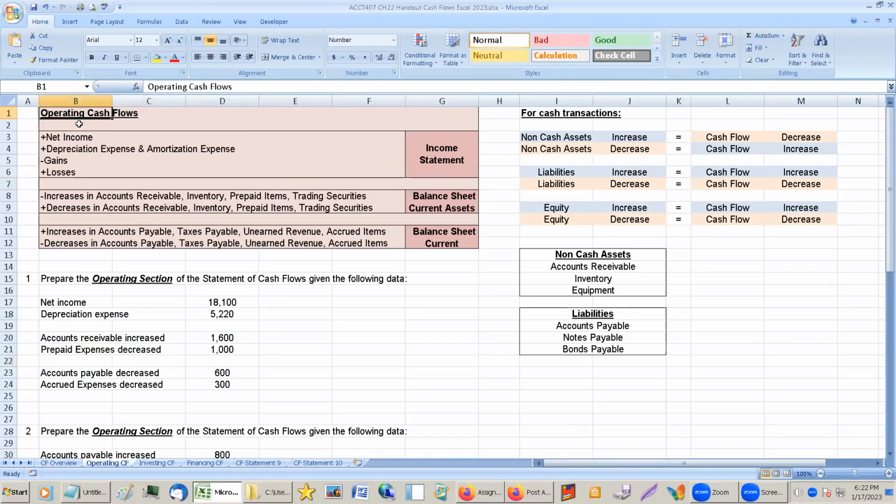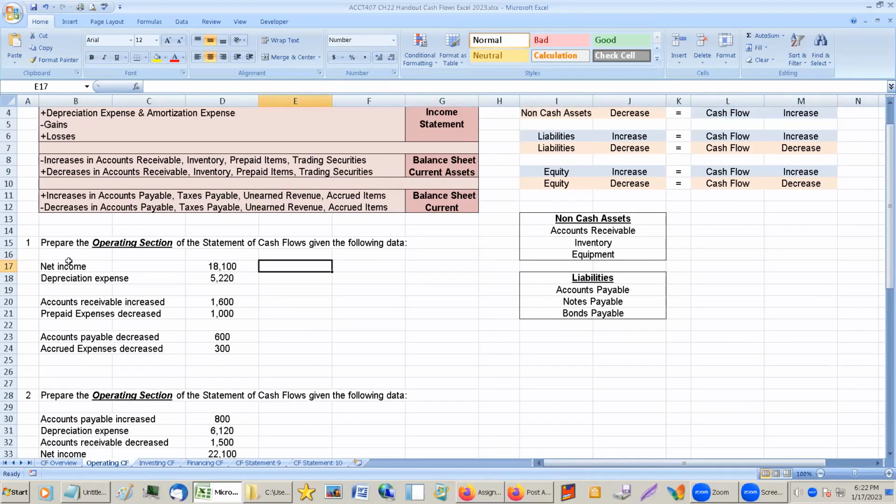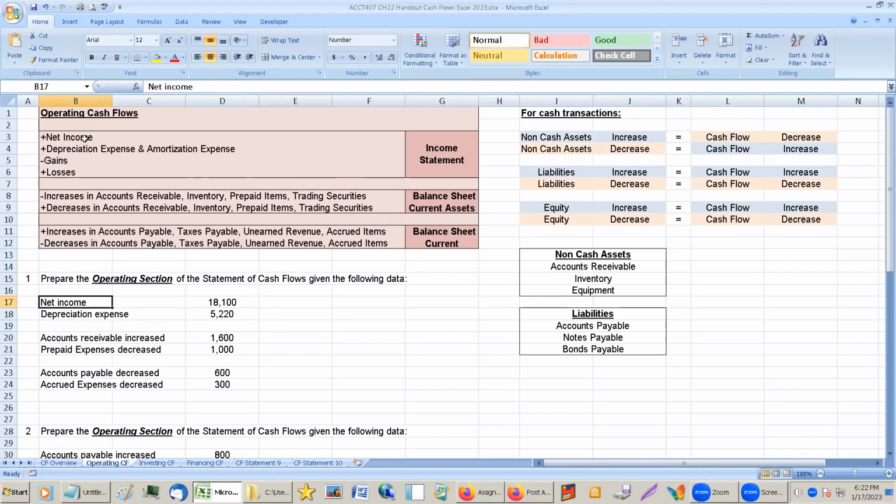Okay, so here's our cash flow. And so what we're going to do now, this first one here is already basically in the format that we need to be in. And that is income statement stuff first, then current assets, and then current liabilities. So we'll do this over here on the side.